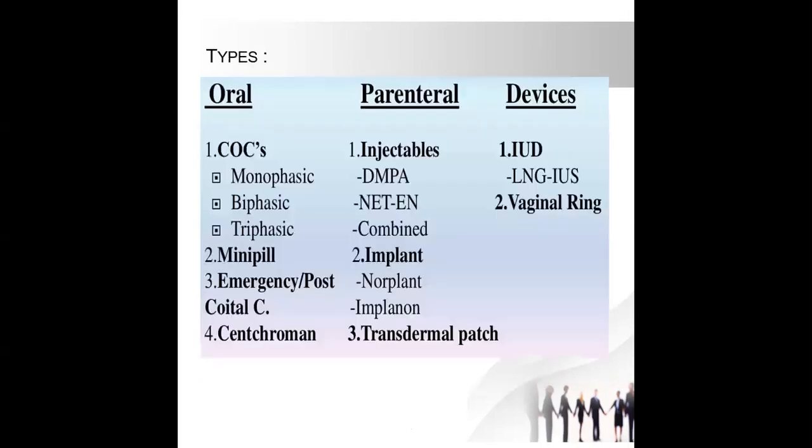Now, when you look into the various types in females, the oral preparations, that is, COCs, are nothing but combined oral contraceptives. They are also called oral contraceptive pills. They are further classified into monophasic, biphasic, and triphasic pills. And number two, the mini pill; number three, the emergency or post-coital contraception; and number four, Centchroman.